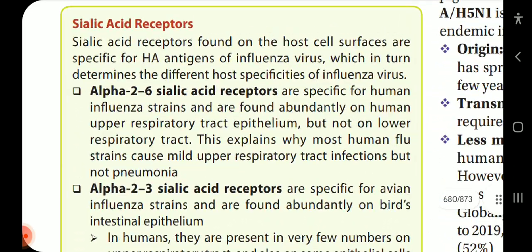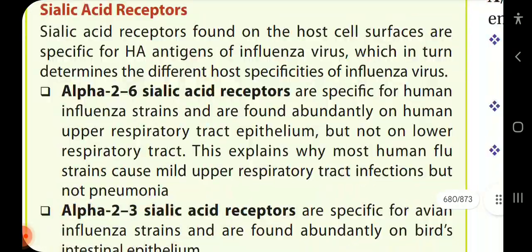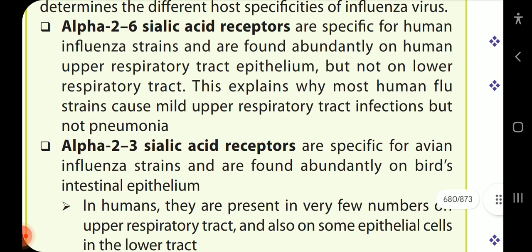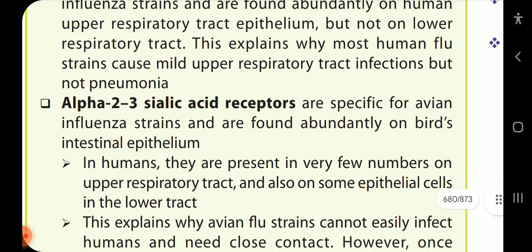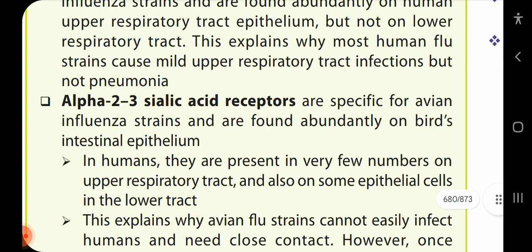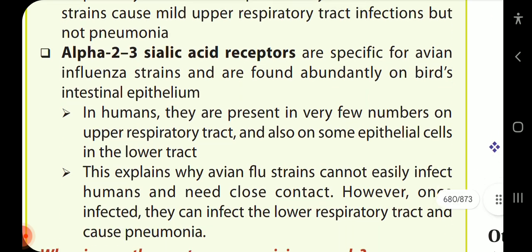Now the sialic acid receptors. Sialic acid receptors found on the host cell surfaces are specific for HA antigen of influenza virus, which in turn determine the different host specificities of influenza virus. Alpha 2,6 sialic acid receptors are specific for human influenza strains and are found abundantly on human upper respiratory tract epithelium but not on lower respiratory tract. This explains why most human flu strains cause mild upper respiratory tract infections but not pneumonia.